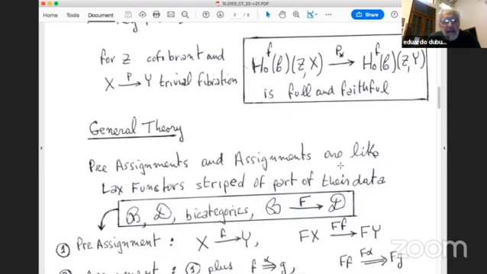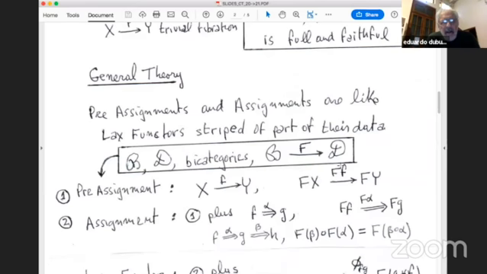Now, here I start the talk. I mean, I am already at 8 minutes. So we develop the general theory, which will be applied to what we were talking about before.